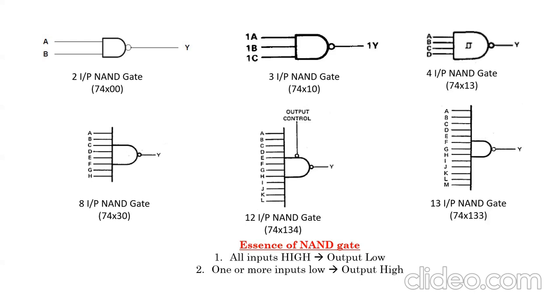So we will be seeing the ultimate working operation of a NAND gate. When all the inputs are high, the output is automatically low. When one or more inputs are low, the output is automatically high.